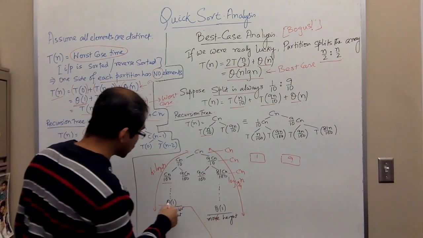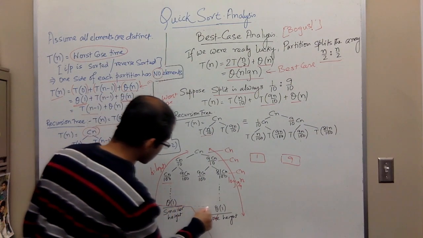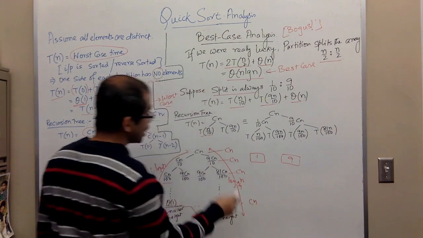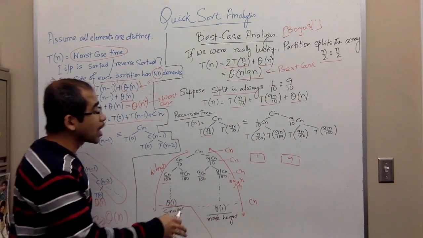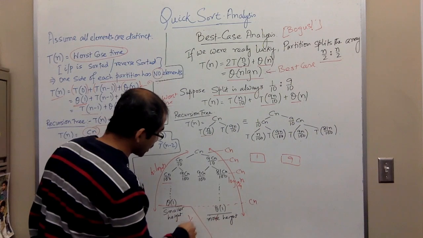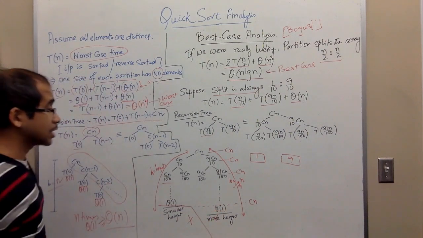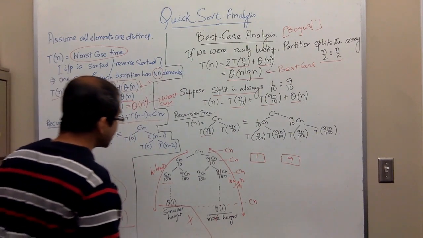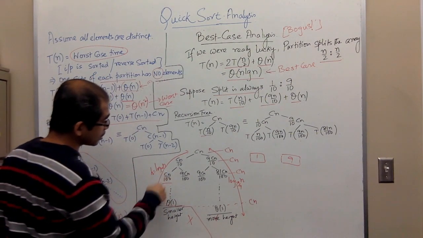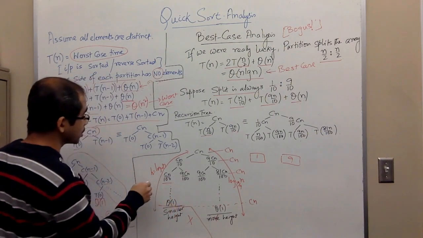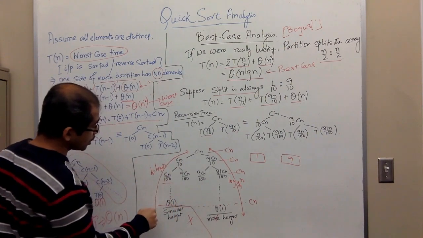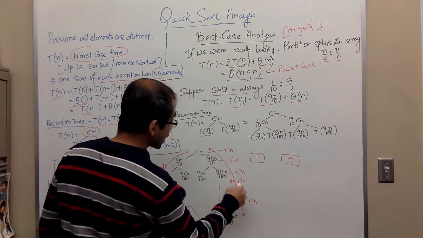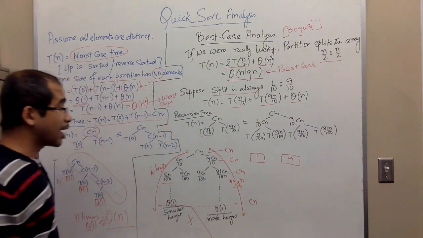There will be one height where this side becomes 1, so probably at some height up to here it will still remain Cn, but after that leaves will start dropping. So there will be nothing from this side and only contribution from this side. How do we calculate the height now? Every time this is decreasing by 1 by 10, so the height of this side is log of n to the base 10, and the height of this side is log of n to the base 10 by 9.